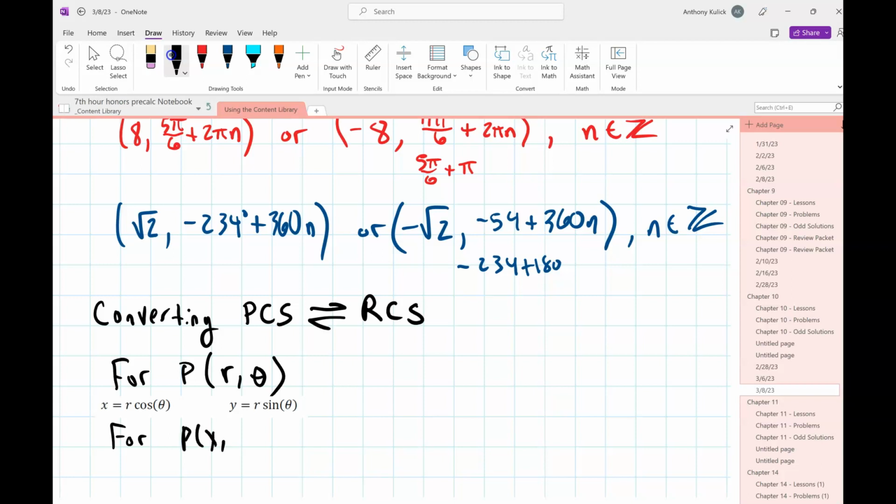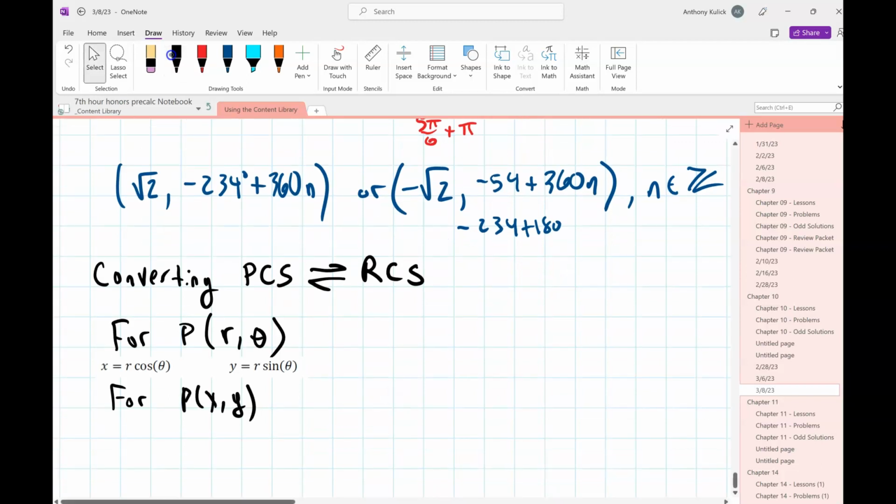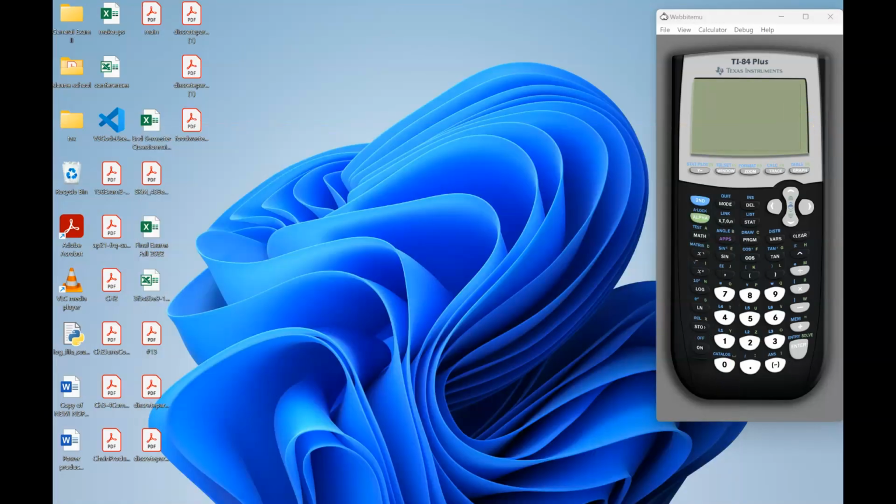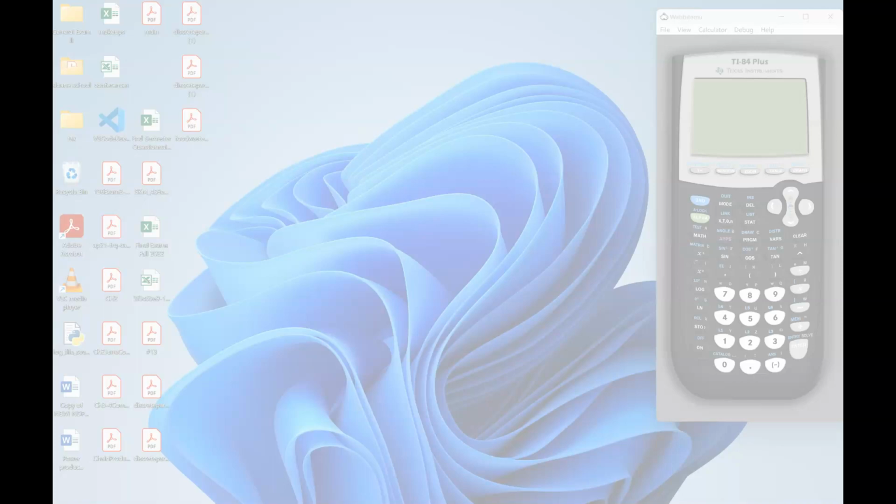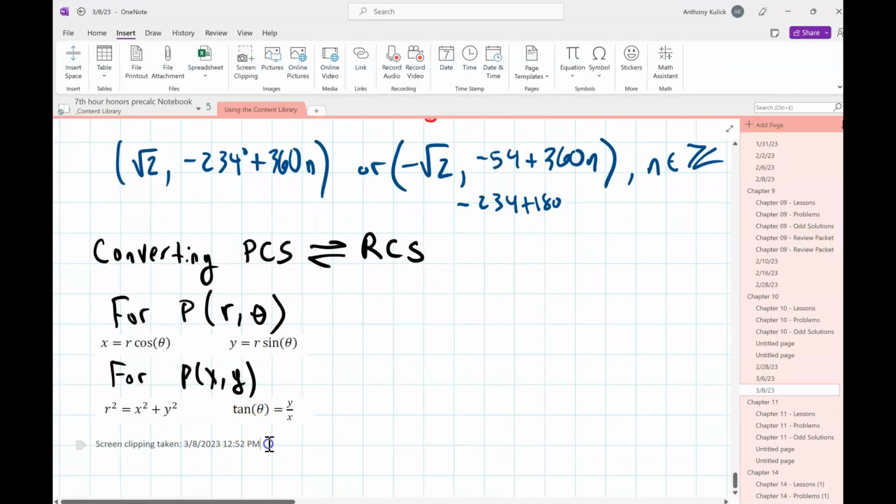If I have some point in the rectangular coordinate system xy, I can calculate my length r, or the square of my length, by doing x squared plus y squared. And I can find the tan of my angle by just doing y over x. Why does that work?